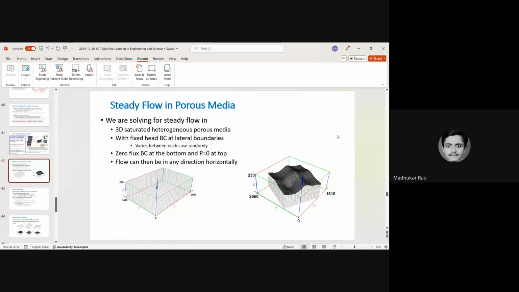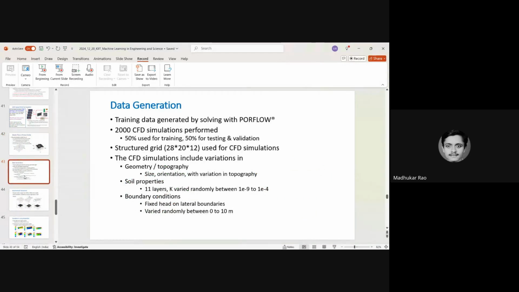And of course, the pressure is atmospheric pressure at the top of the soil, and you have zero flux boundary conditions at the top, which basically means there is no rainfall. If you have rainfall and the water is leaching into the ground, then you have some kind of flux at the top. And we wanted to basically see how well we can simulate this with machine learning.